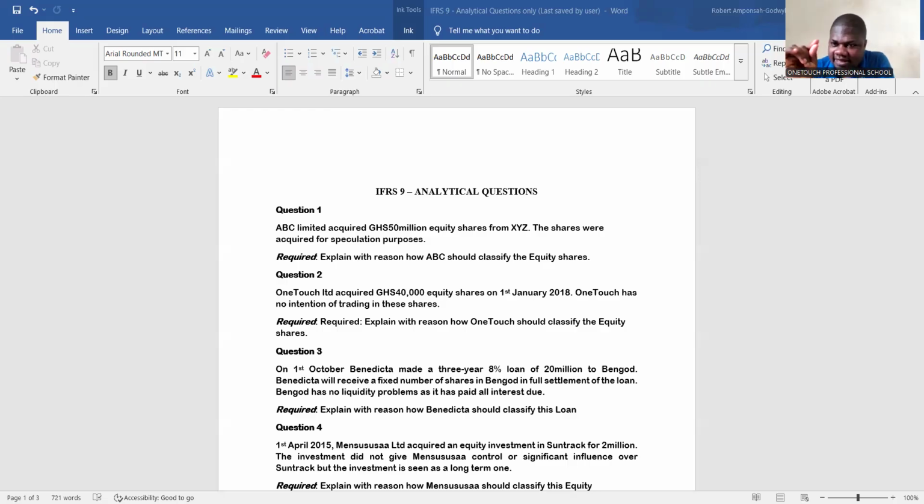Now, when we say interest and principal, we're talking of cash flow. As we said, we have the cash flow test, the characteristics of the cash flow. So shares and cash flow. It means that in this instrument, Benedicta will only get interest at 8%, and at the end of the instrument life, get 20 million worth of shares, right? Yes, sir. So there's no principal. So how should it be treated?